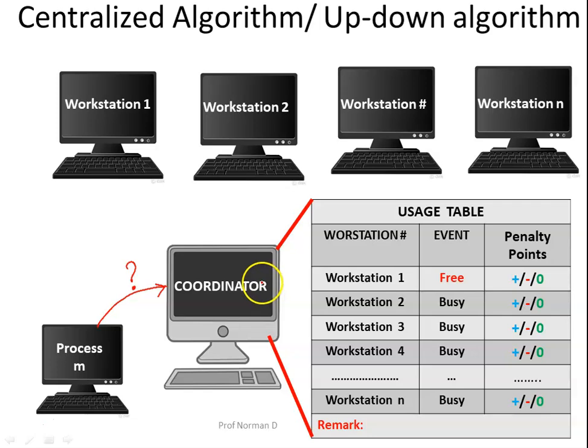Now the coordinator will see in the usage table if it is possible. Here we can see that all the workstations are busy other than workstation 1. So in that case, this process M will execute on workstation 1.